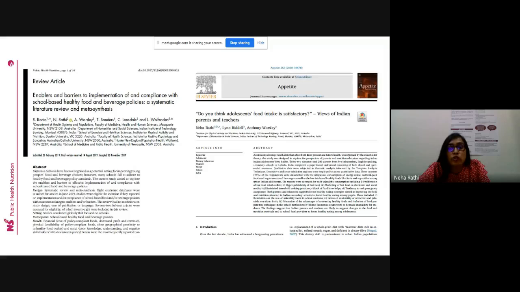Now in Appetite, under article info, we have keywords. There are: adolescent, dietary behavior, teacher, parents, school, India.